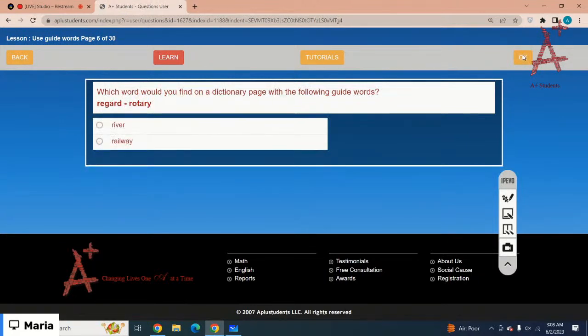Okay, which word would you find on a dictionary page with the following guide words regard or rotatory, which is in between them, river or railway? Which is the correct option? That would be river, because I is in between E and O. Got it? So it would be the first option, river.